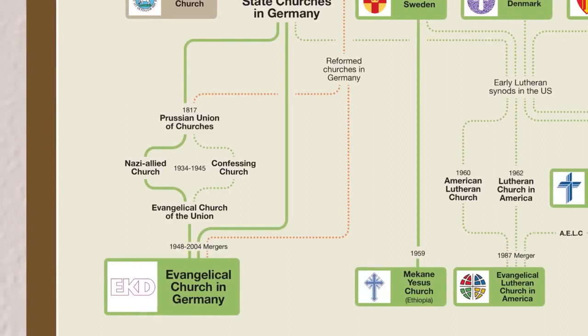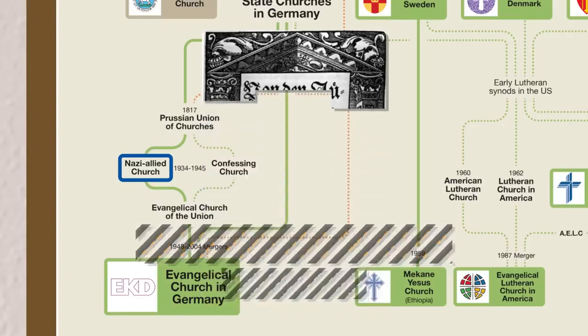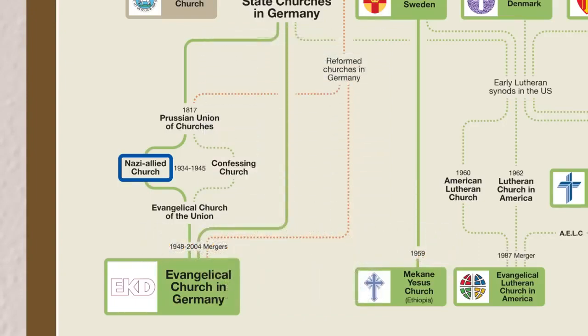During World War II, the majority of the Prussian churches supported the Nazis, due in large part to a movement known simply as German Christians. Martin Luther himself had been very anti-Semitic, so it wasn't hard for the German Christians to use his writings to support their cause. However, not all Lutherans in Germany were pro-Nazi.